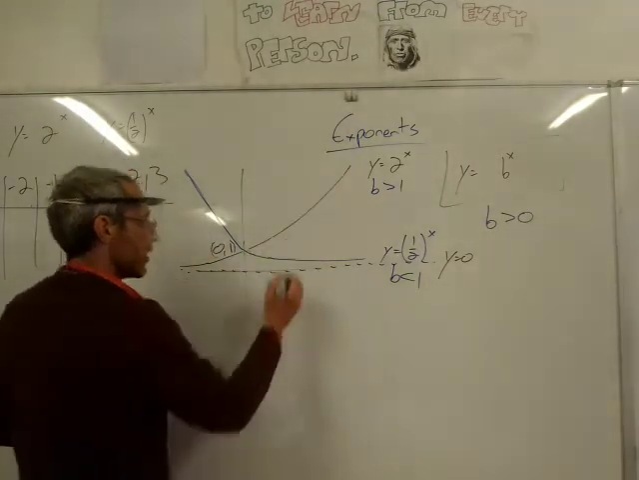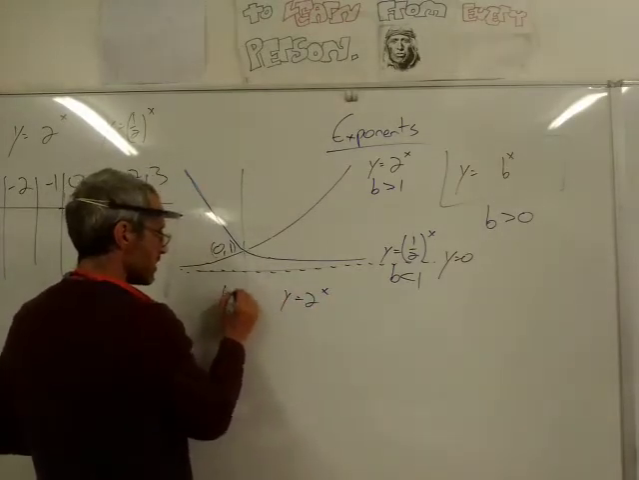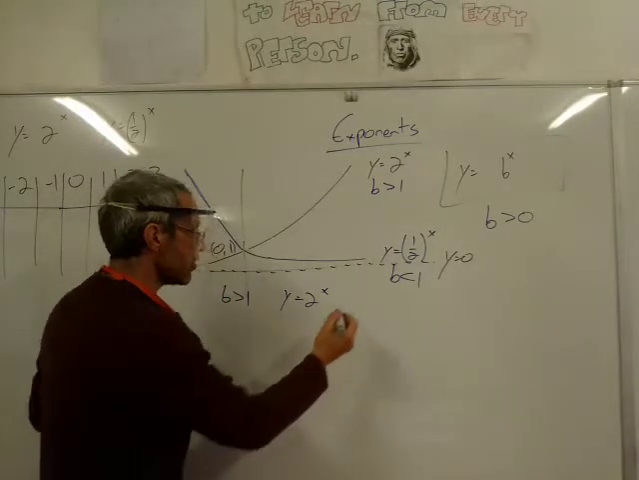Okay, so looking at y equals 2 to the power of x, this is an example where b is larger than 1. So let's have a look at what we've done here.